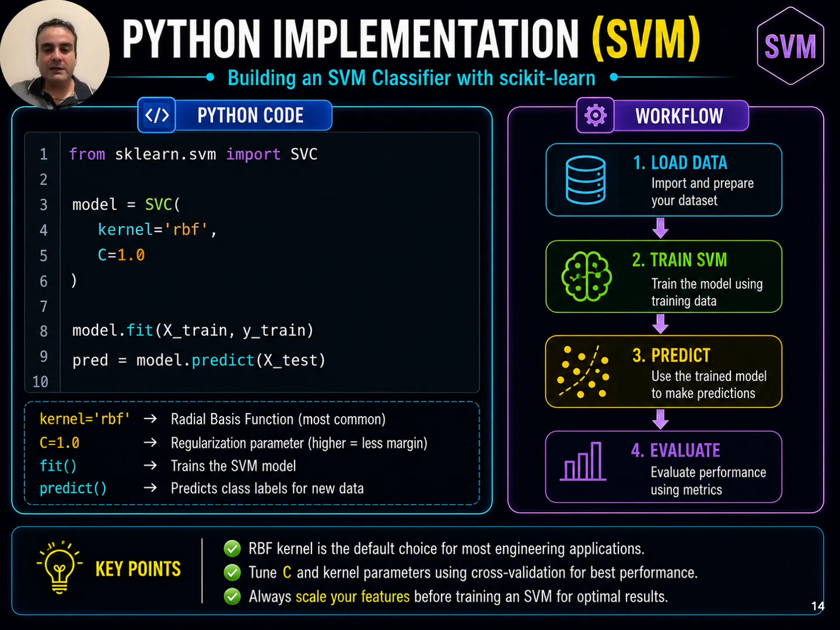An important practical consideration is feature scaling. Because SVM is distance-based, variables should generally be standardized before training. In most engineering applications, the RBF kernel serves as an excellent starting point.